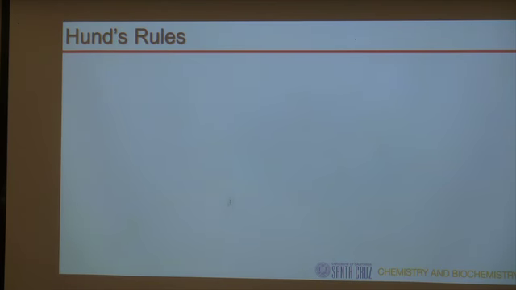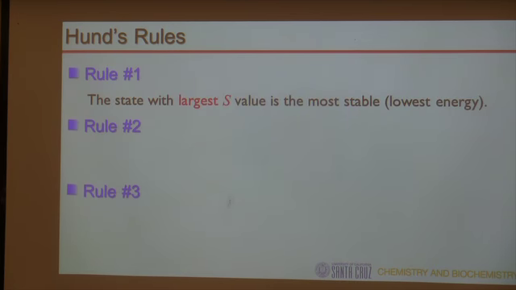So based on term symbols, we introduced Hund's rules. Hund's rules tell you how to determine, among all the term symbols of one configuration, which one will have the lowest energy. We have three rules here. The first one is: the state with the largest S has the lowest energy. So simply, a triplet state compared to a singlet state, the triplet state will have the lower energy.